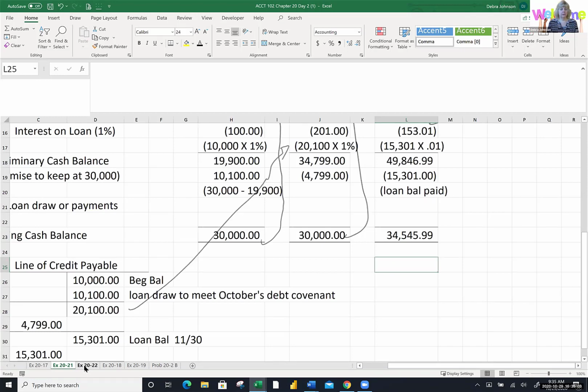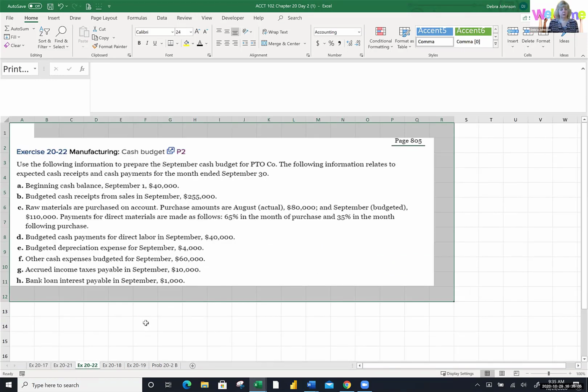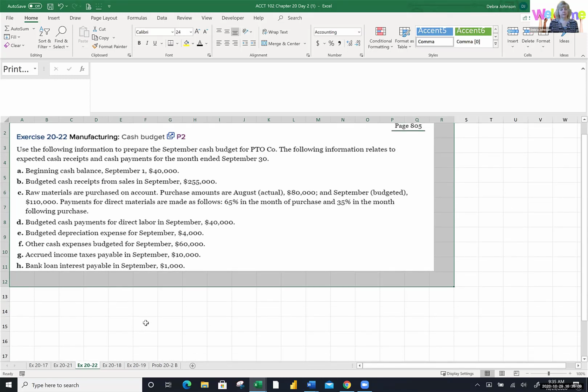Okay, then 20-22. This one I threw in because letter C had a little bit of a difference in projecting out the cash payment. So we'll do this one. The last problem that we're doing is the toughest one, so I want to make sure that I leave time for that. Let's go ahead and do this one because it does have a new part to it.